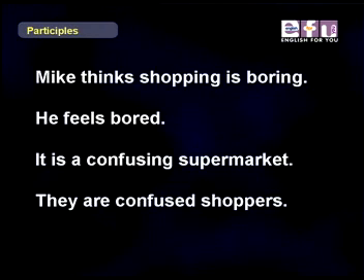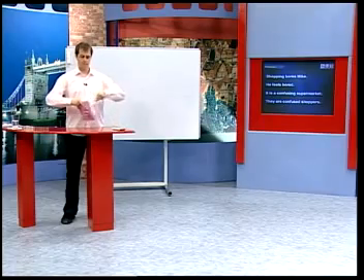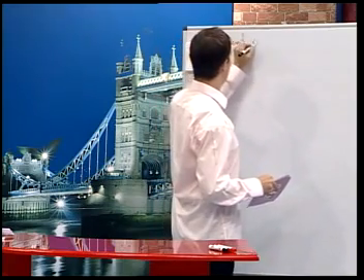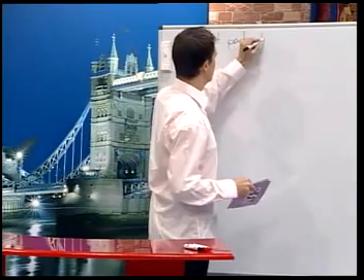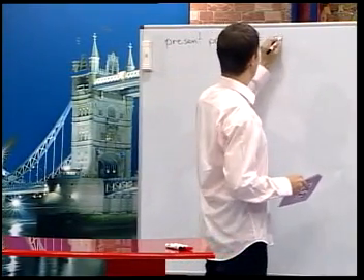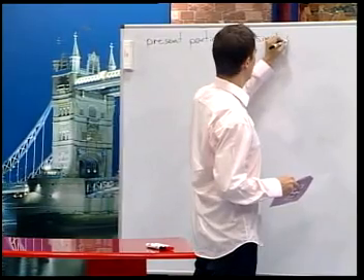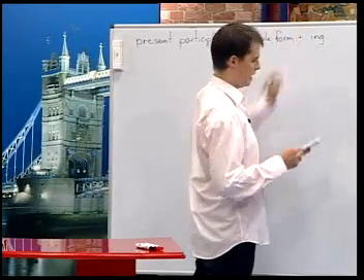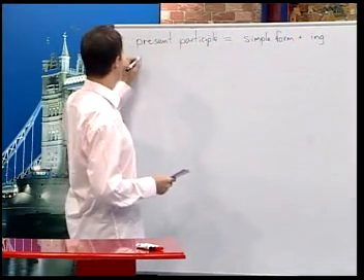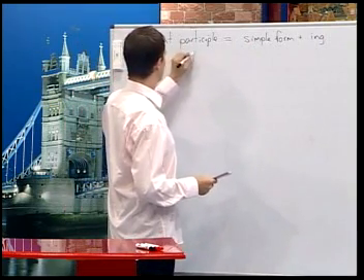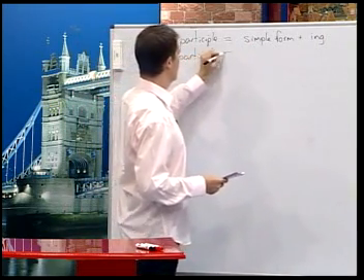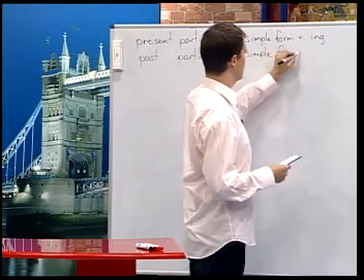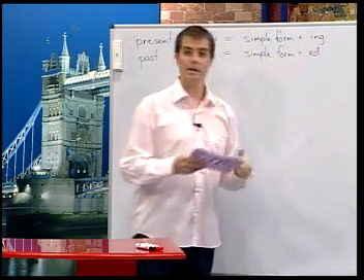They are confused shoppers. The present participle is formed this way. The present participle is the simple form of the verb plus ing. And the past participle is formed by the simple form plus ed.